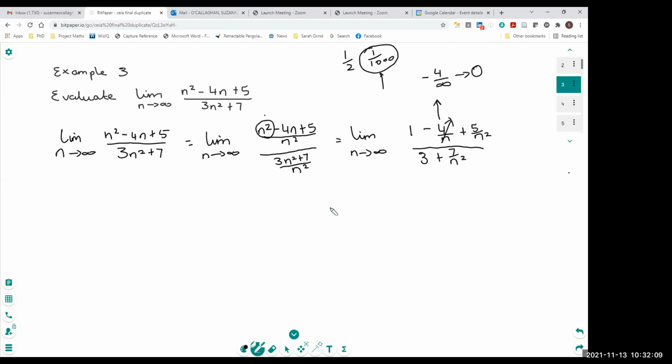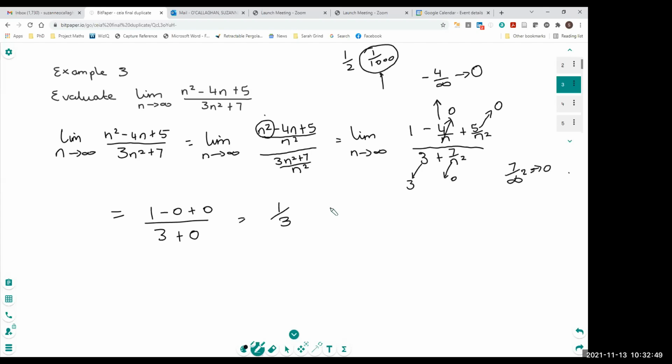It gets so small, such a tiny fraction, it approaches 0. The same for 5 over n squared: 5 over infinity squared, again, that approaches 0. The limit of 3 at the bottom of the line is 3, it's never going to change. And again, we have 7 over n squared, that's 7 over infinity squared, that's definitely going to approach 0. So our answer is 1 minus 0 plus 0 all over 3 plus 0, which is equal to 1 over 3.